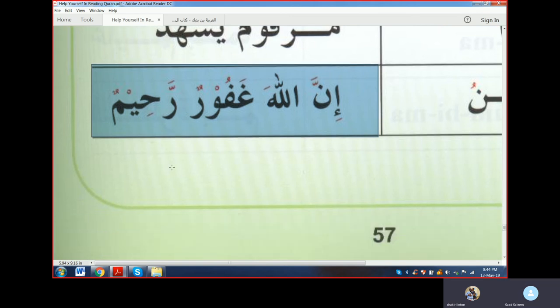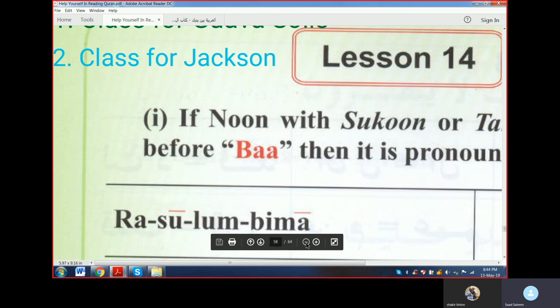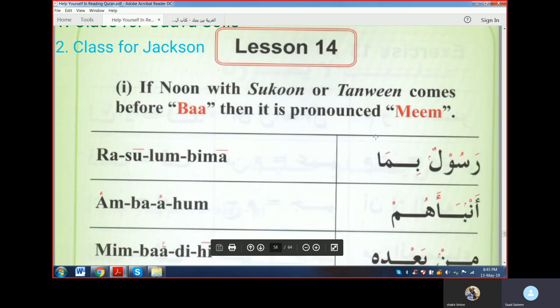Rahimun. Good. So we'll stop here, and next time inshallah we'll start lesson number 14, okay?